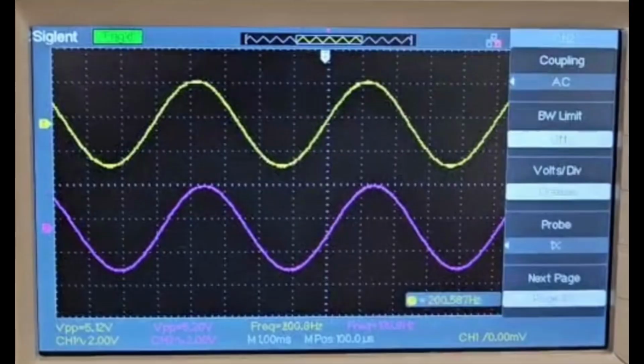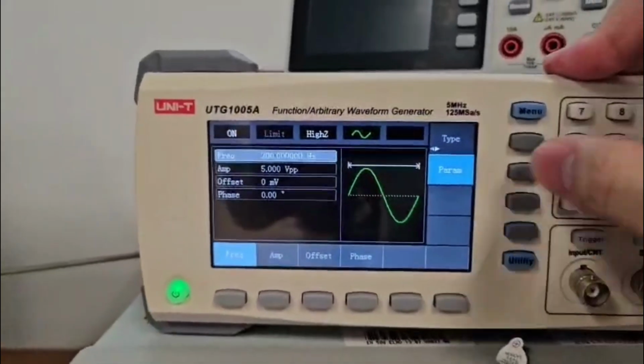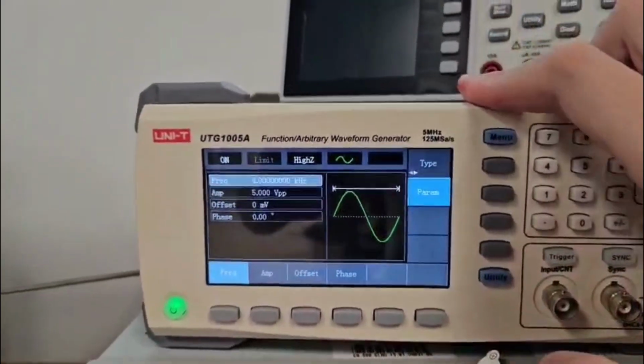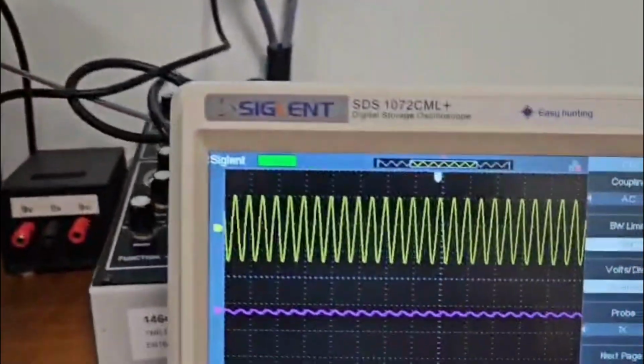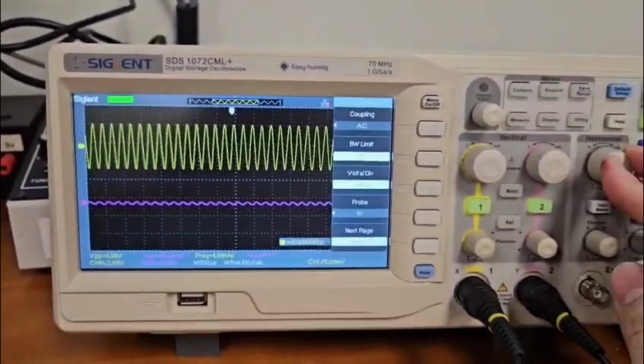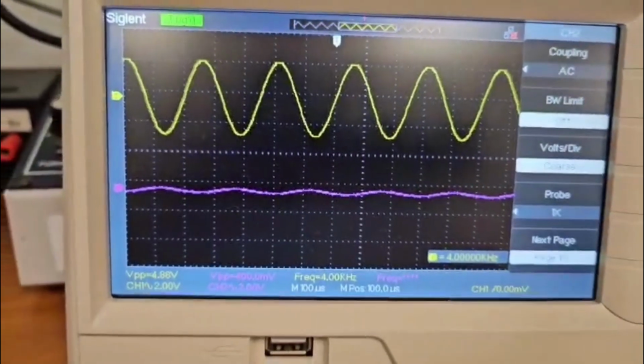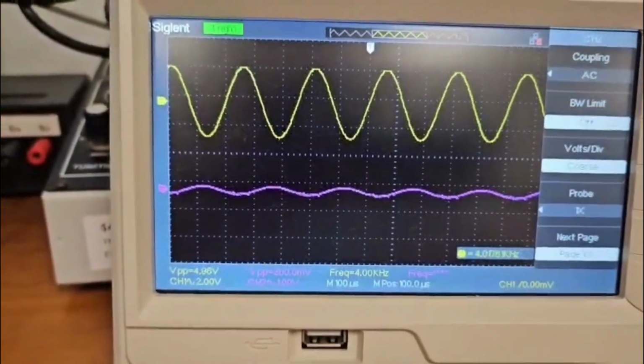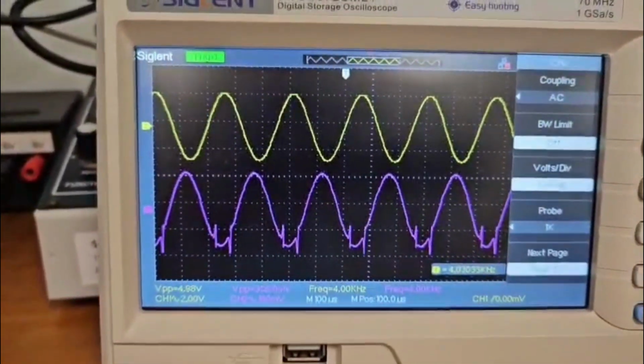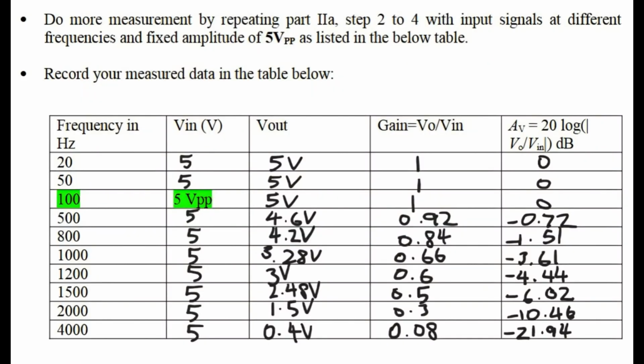And now we'll switch to 4k Hz. As for 4k Hz, it shows 400 millivolts. At 4k Hz, the signal is far beyond the filter's cutoff frequency, so it's heavily attenuated, reducing the output to just 400 millivolts. So this table shows the output voltage at different input frequencies.